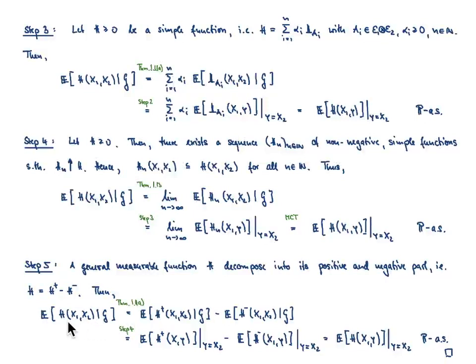So you see, I start with the conditional expectation and use the linearity of the conditional expectation to split that expectation over here into the conditional expectation of H plus and the conditional expectation of H minus. These are two non-negative random variables, so I apply step 4, which allows me to conclude that this conditional expectation over here equals the expectation of H plus of x1, y, where y is equal to x2, and the same holds true here. Then I simply use linearity, and I finally obtain that that conditional expectation over here is equal to the expectation of H of x1, y, where y is equal to x2 of omega, P-almost surely. And this concludes the proof.